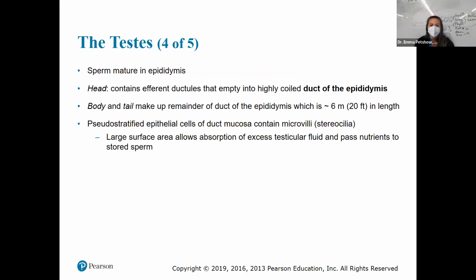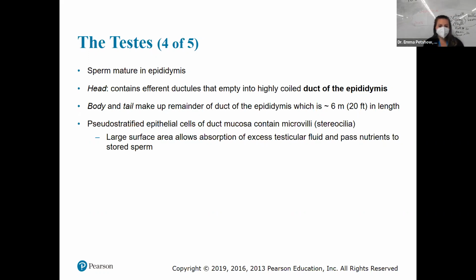So talking a little bit about where sperm are maturing. Sperm mature in the epididymis. They're made in the seminiferous tubules and they mature in the epididymis. The head of the epididymis is going to contain these different ductules that empty into this duct of the epididymis. There you saw it. It was very coiled, had lots of different ducts and areas for drainage. And then the body and tail is where typically they're stored. The majority of our ducts in the epididymis are made of pseudostratified epithelial cells.